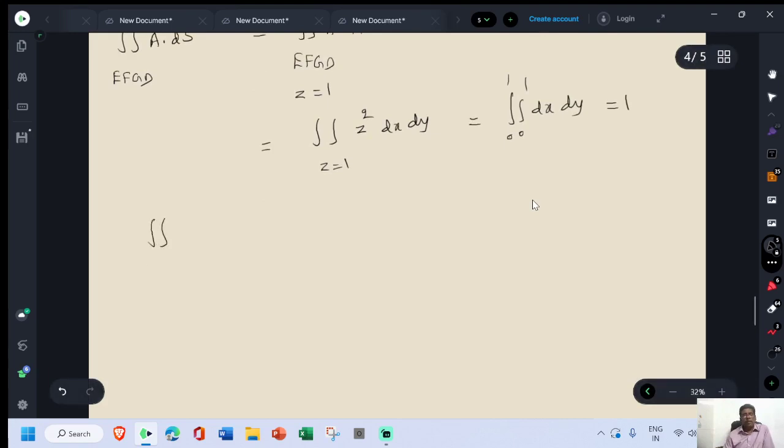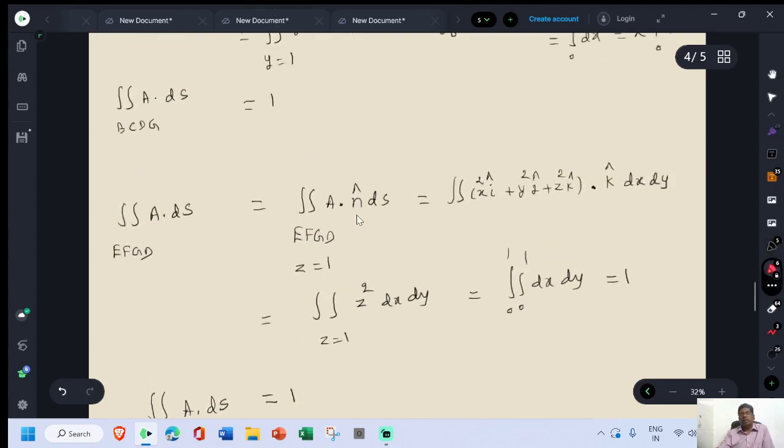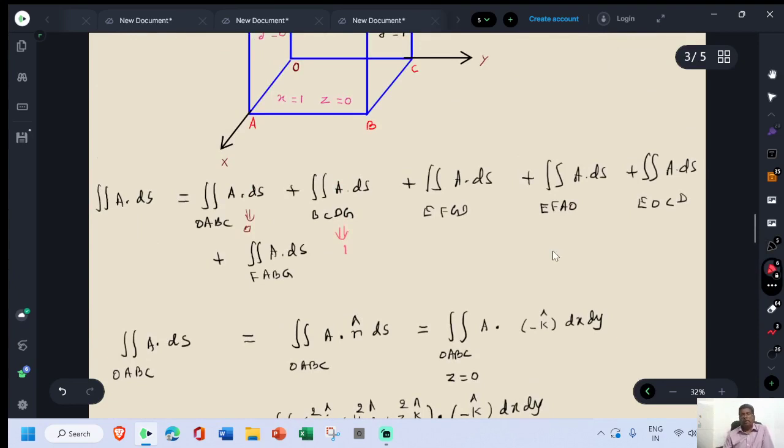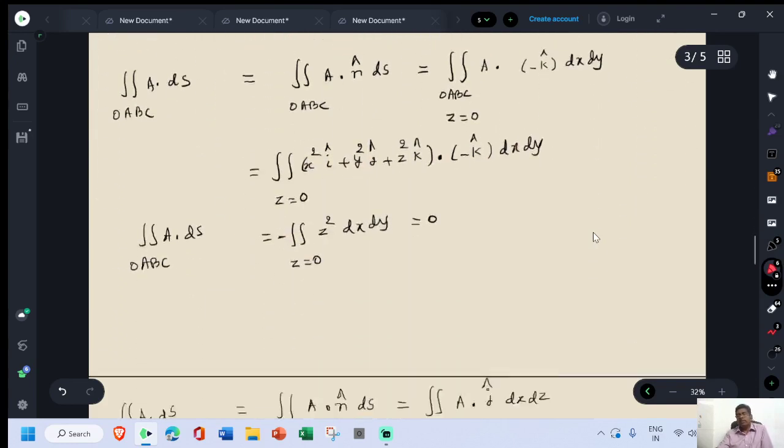So the double integral of A dot dS over EFGD has the value 1. Now, next integral: EFAO.